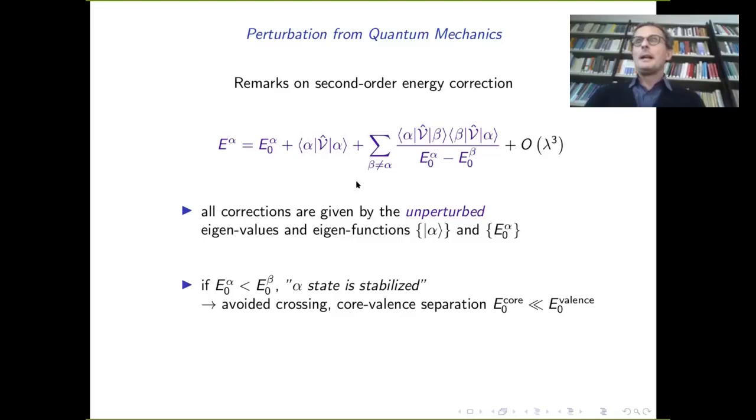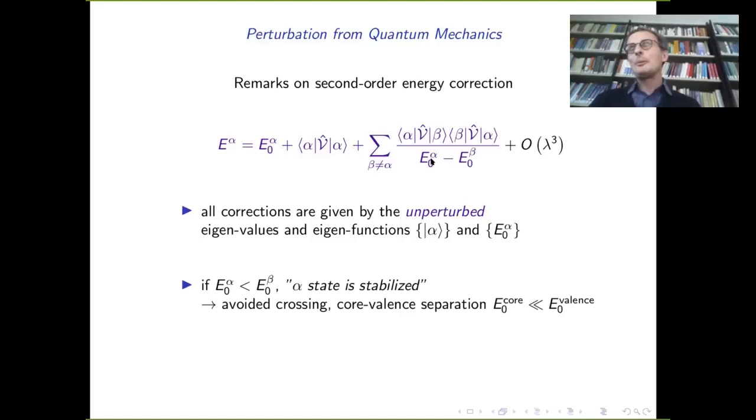Okay. And very interestingly, and I think that's the beauty of this theory, all energy corrections are given by the unperturbed eigenvalues and eigenfunctions, so the alpha and the E naught alpha, as you can see in this formula. That's very important. So this means that as soon as you get information on the unperturbed, so the H naught Hamiltonian, then you can expand the exact eigenvalues in terms of these ingredients that you know.